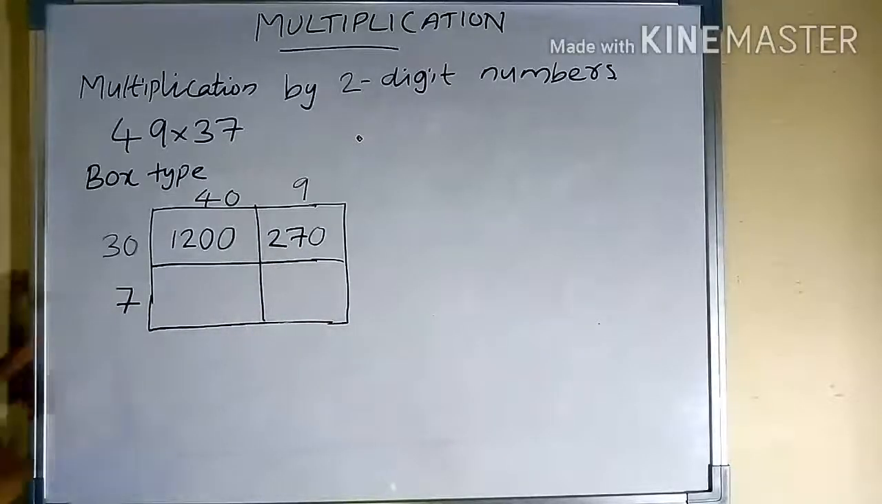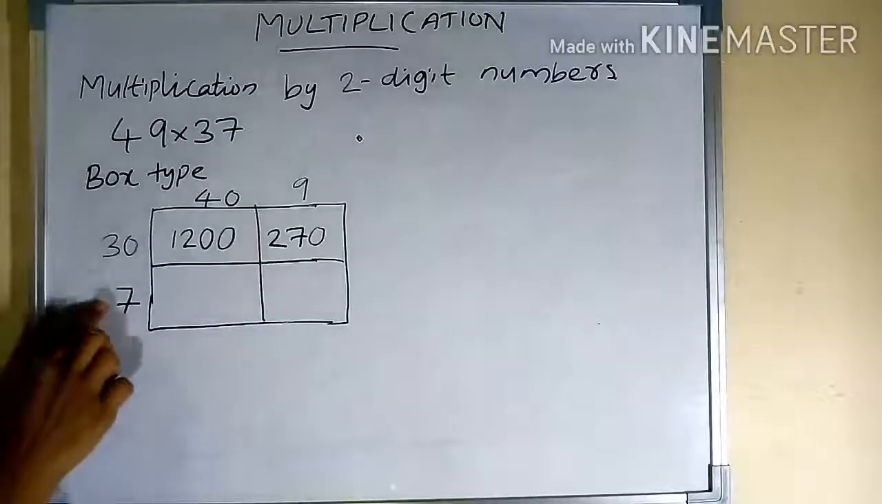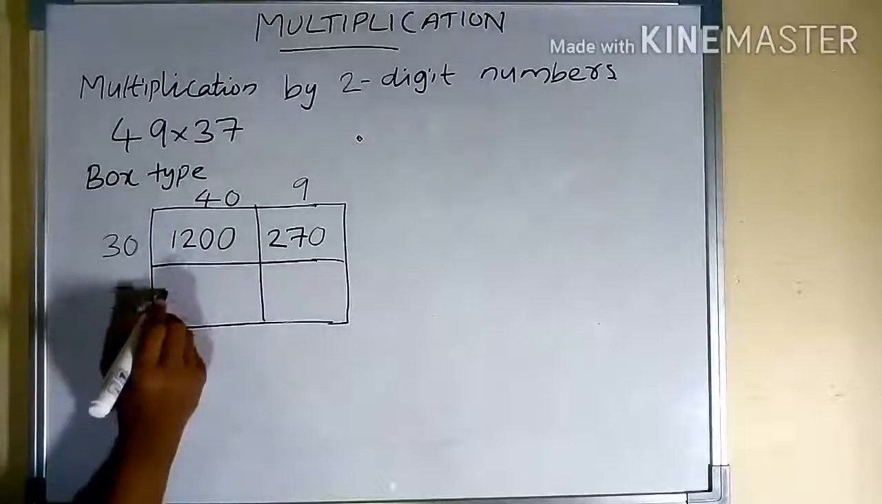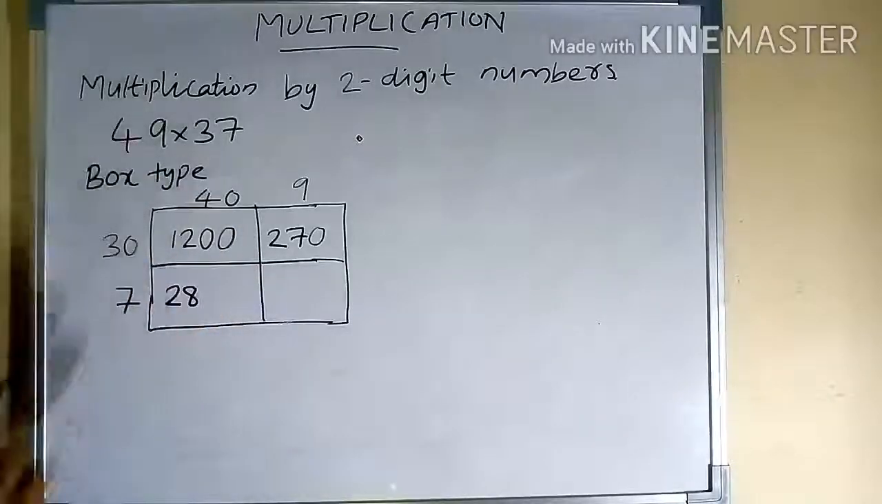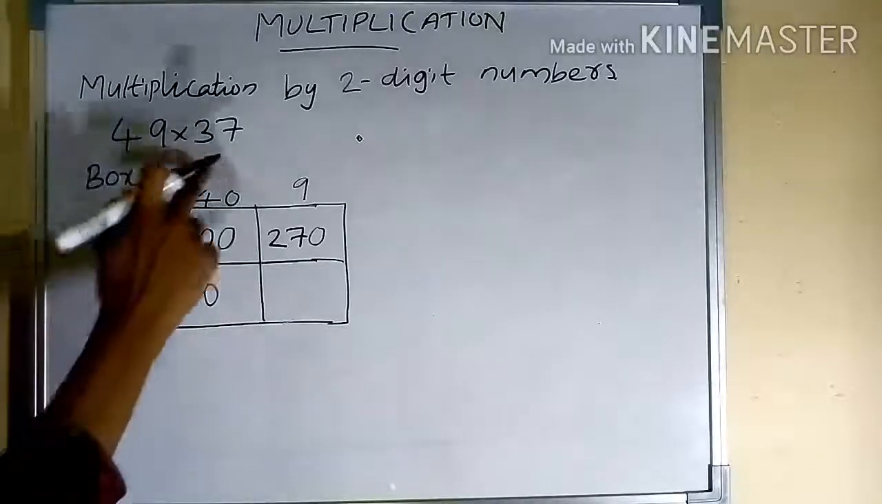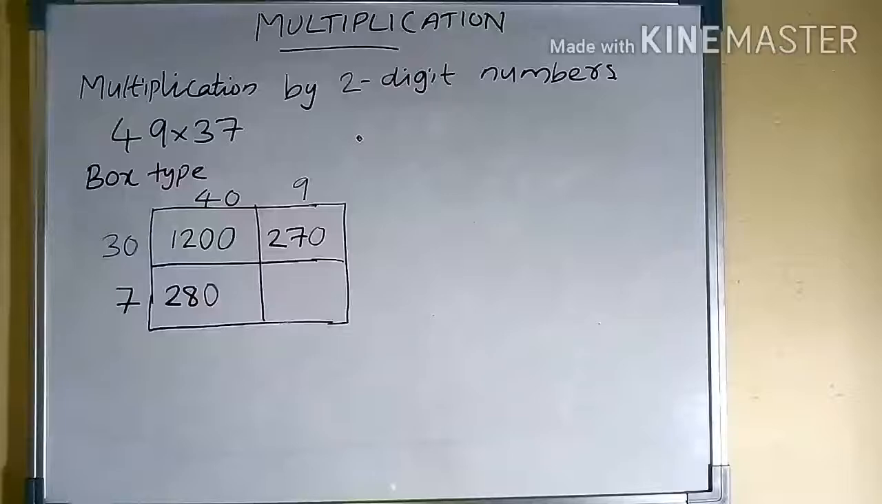Next we multiply 7 into 40. That is, first we multiply 7 into 4. What is the answer? 7 into 4? 28. In 40, how many zeros are there? Only 1 zero. So put that 0 here. So what is the answer? 7 into 40 is equal to 280.